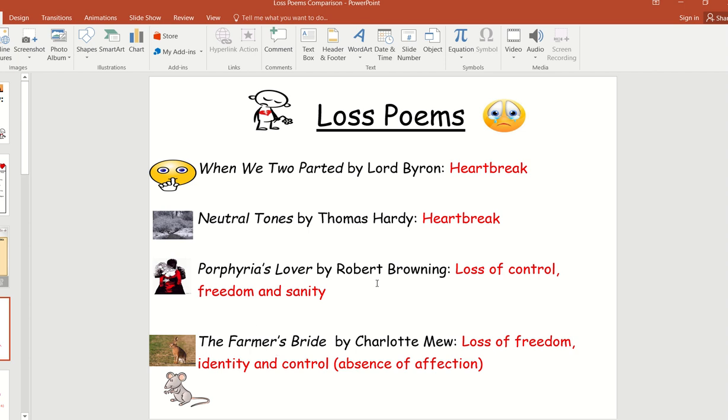And again, when we think about Charlotte Mew being homosexual and her sexuality being oppressed, we see the relation between the two, and the idea that Charlotte Mew is using the farmer to represent her own sexual frustration. Charlotte Mew also struggled with depression throughout her life and very tragically committed suicide. So when we're thinking about loss in terms of this poem, we've got loss of freedom.